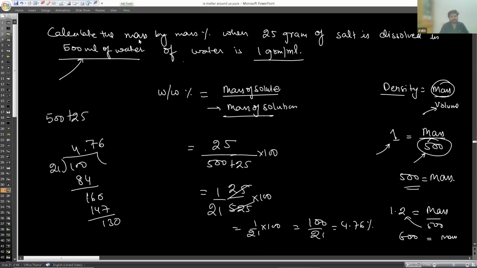Do this one. Calculate the mass by mass percentage when 25 gram of salt is dissolved in 500 ml of water. Please note the question first, then I'm going to explain.